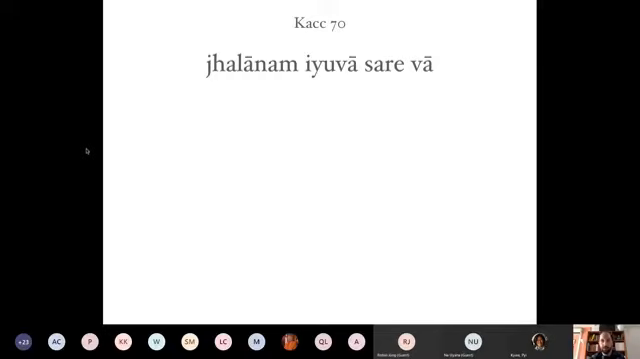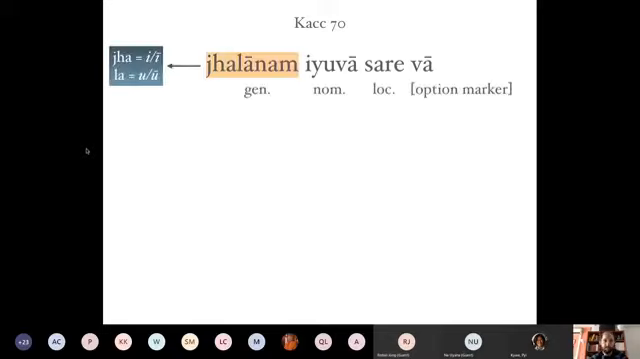Jalanam iyuva sareva. This is a longer rule, perhaps a little bit more complicated to understand. If we just look at it immediately, perhaps you understand the meaning of va, which means or. Sare, so sara means vowel. And then jala is a technical term that we saw last day. And it's a compound, a dvandva. It includes ja and la. So it means ja and la. So if you make the compound, it will be jala.